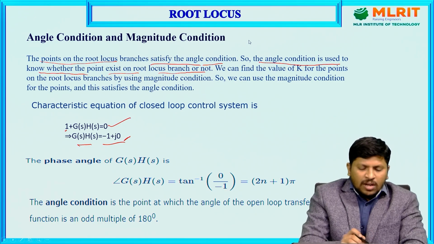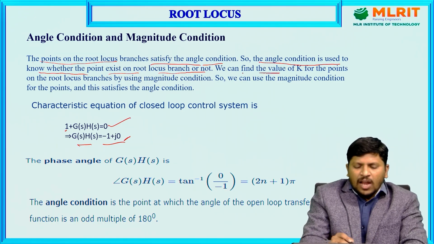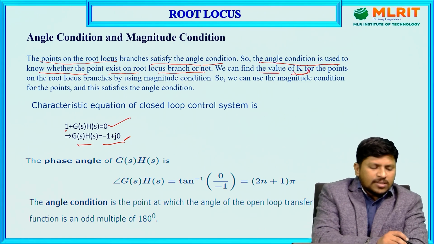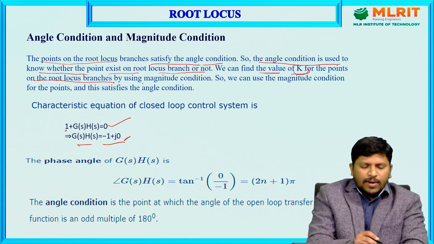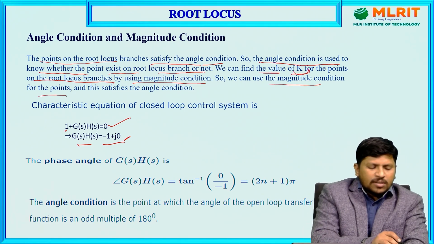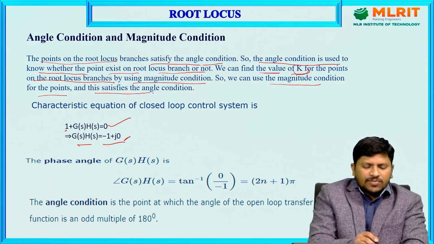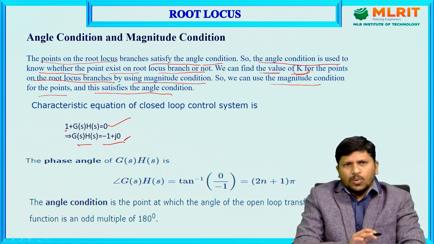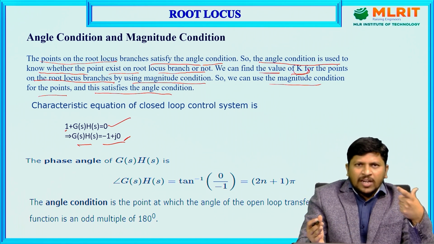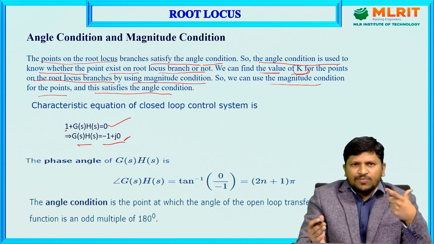Angle condition. And also we can find the value of the k parameter, the points on the root locus branches, by using the magnitude condition. So we can use the magnitude condition for the points, and this satisfies the angle condition also. Right here, magnitude condition and phase condition, or magnitude formula and phase formula.